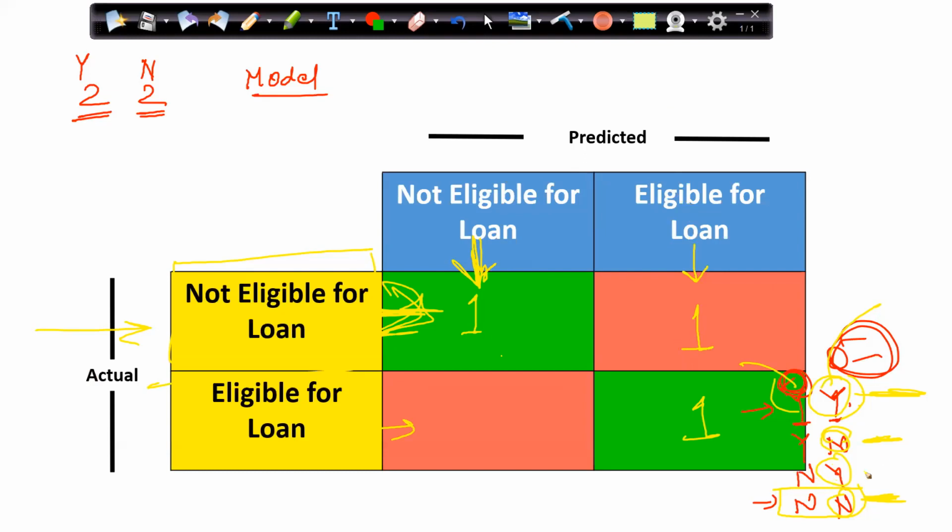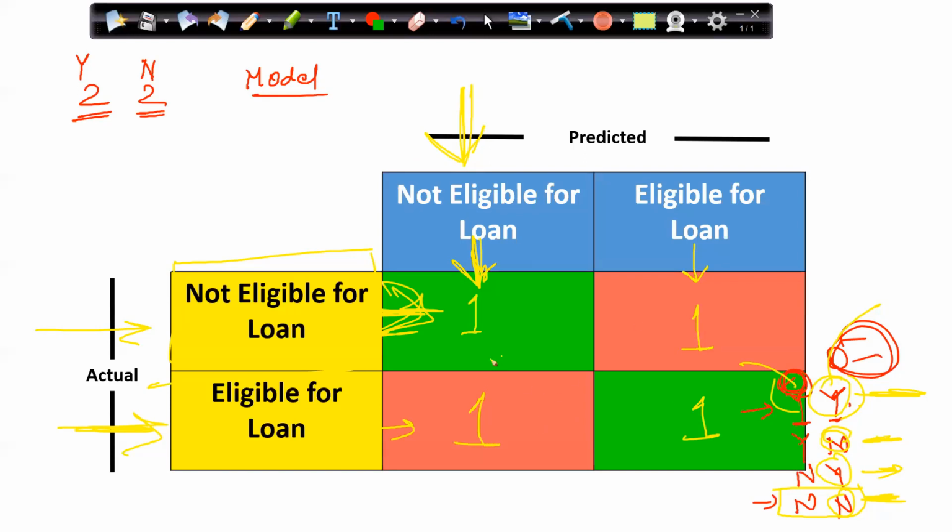Same way here also, as per my original data, he is getting the loan. But as per the predicted data, he is not getting the loan. So I will put 1 here.